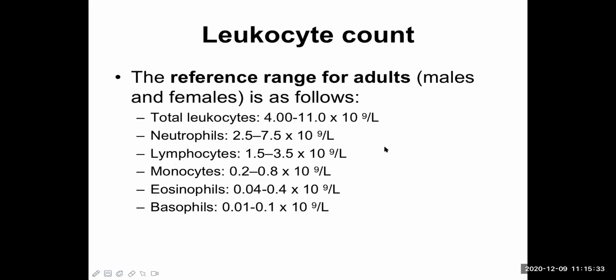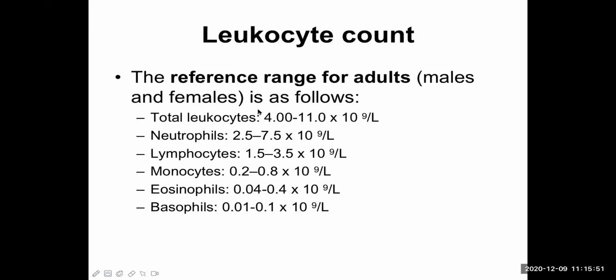Now, what is the predominant type of WBC in our blood? What is the most? Neutrophils. Exactly. There is no doubt. Neutrophils are the dominant or predominant type of WBC in our blood.